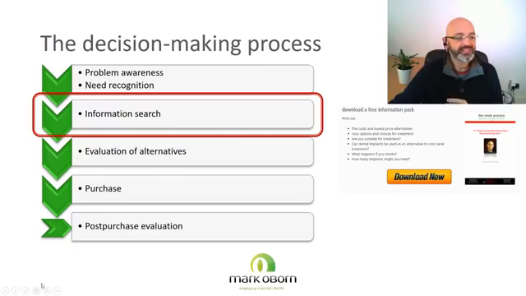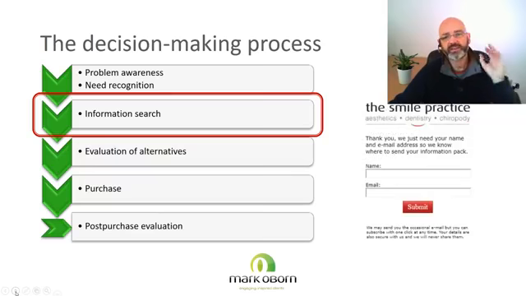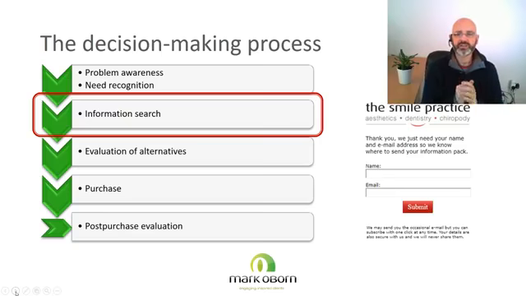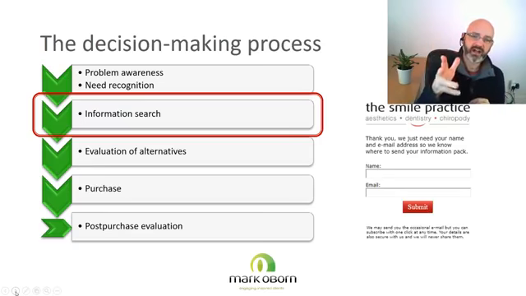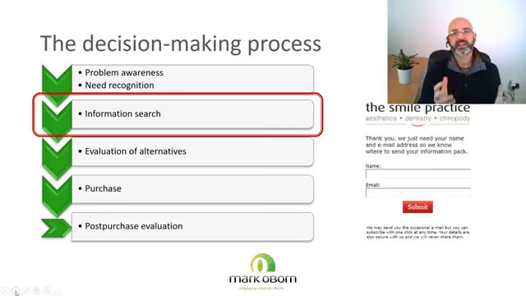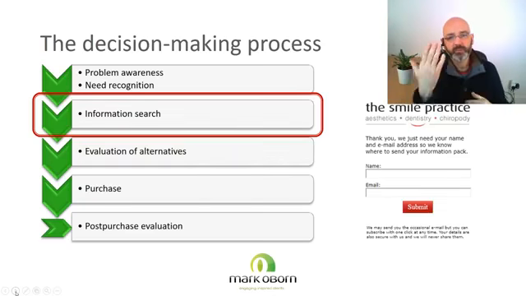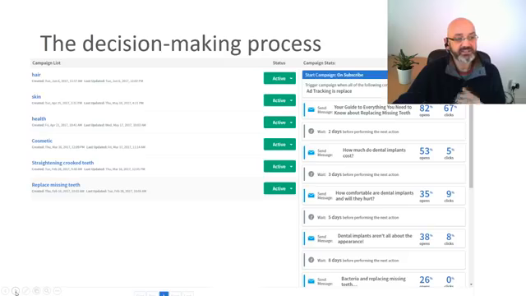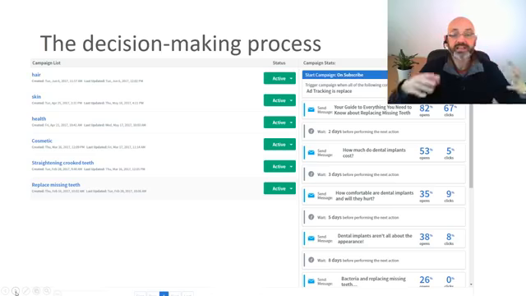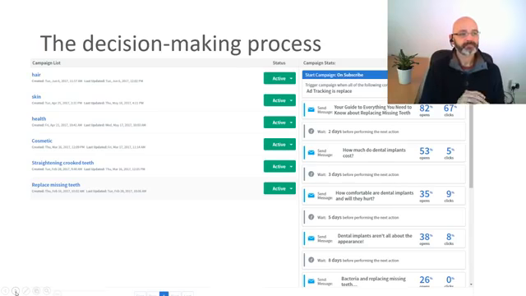When they click on the download now button, it just flicks them through to a little form, and it says, thank you. We just need your name and email address so that we know where to send your information. We ask for their name and email address and click submit. Doing it this way gets a very high subscribe rate. What that then does is drop them into an email marketing program.